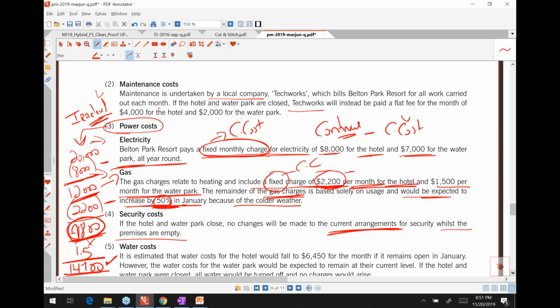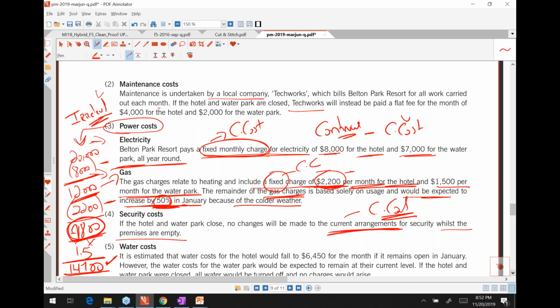No change will be made, which is making quite clear that nothing will be done as regards this cost, and this will continue to arise, which is making very much clear that this is what? This is committed cost. Security cost is a committed cost. Whether you open in January or you close it, you have to bear this security cost at any cost. So nothing needs to be done for this, and this will continue.